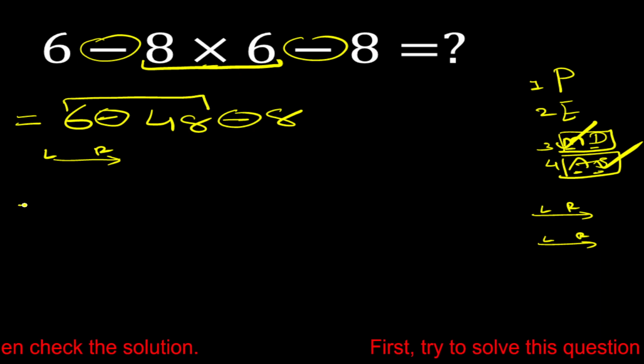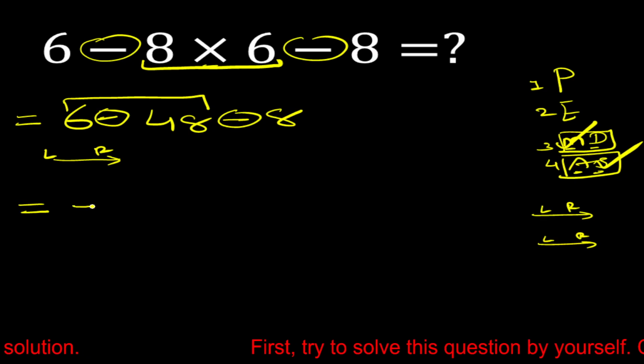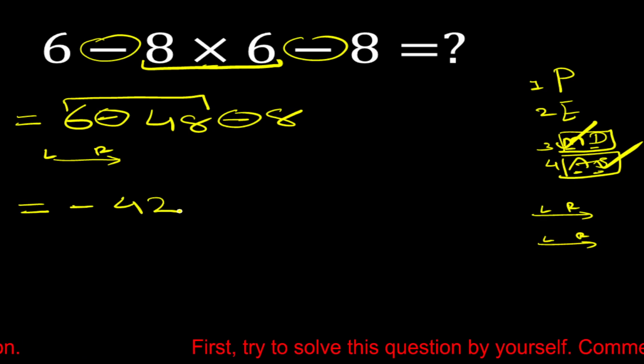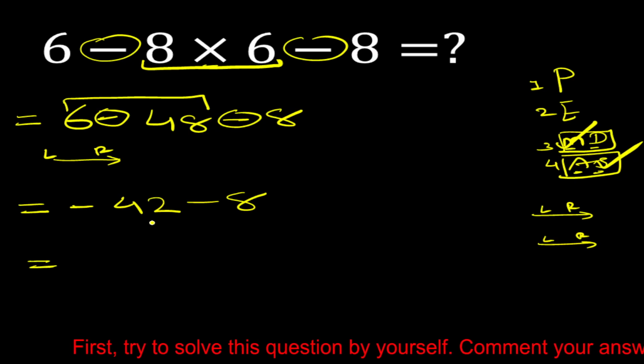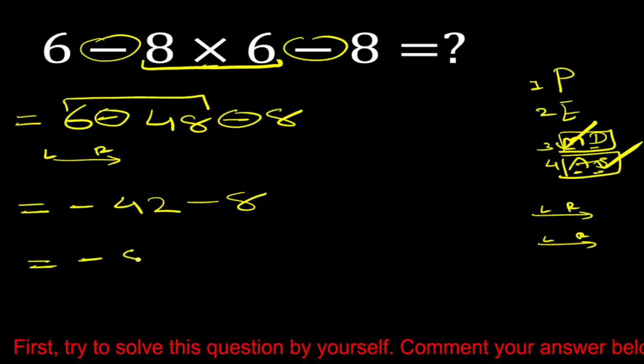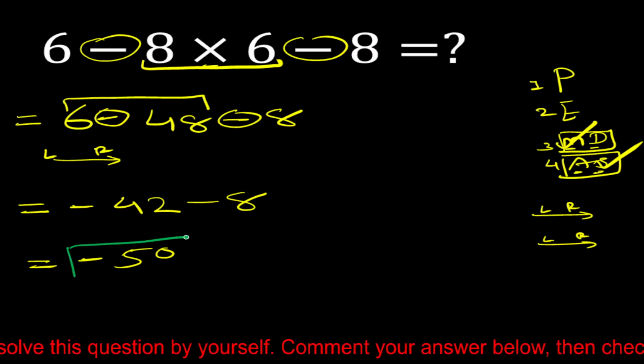Okay. So 6 minus 48 is equal to minus 42 minus 8. Okay. So now minus 42 minus 8 is equal to minus 50. So the correct answer is minus 50.